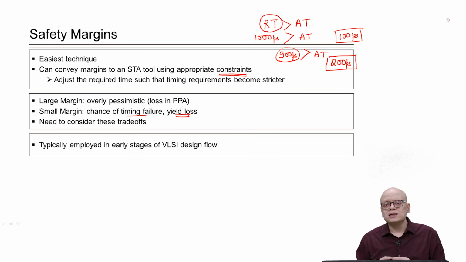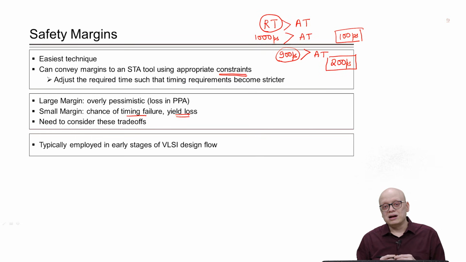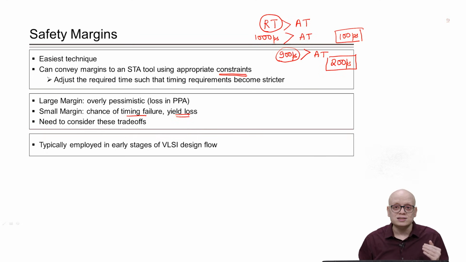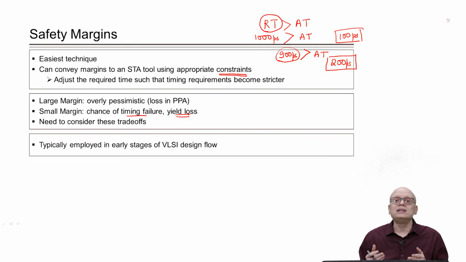Typically, these margins are not a very accurate method of modeling or accounting for variations in static timing analysis. So, typically we use these margins in earlier stages of the design flow, for example during the logic synthesis step, because at those stages we do not know even the delay of the interconnects. We have not yet laid out the wires, and therefore the interconnect capacitances are also not known.